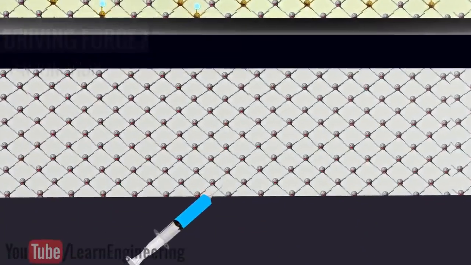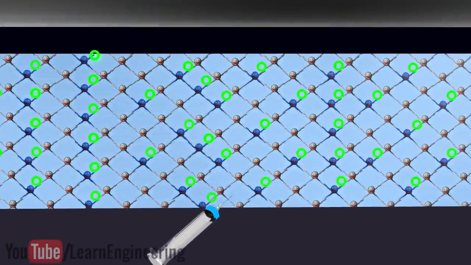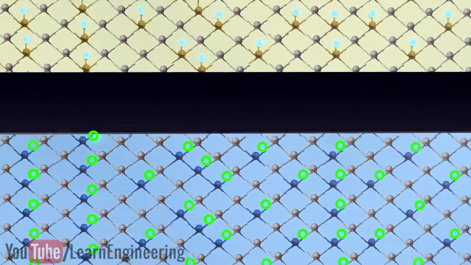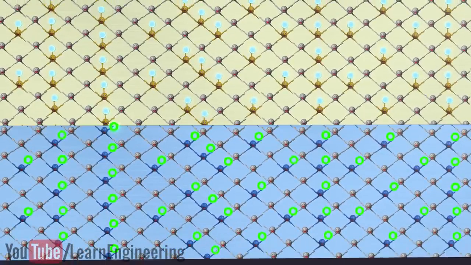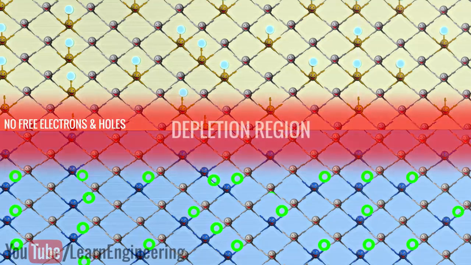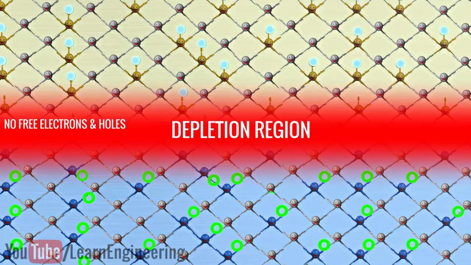Similar to n-type doping, if you inject boron with 3 valence electrons into pure silicon, there will be 1 hole for each atom. This is called p-type doping. If these 2 kinds of doped materials join together, some electrons from the n side will migrate to the p region and fill the holes available there. This way, a depletion region is formed, where there are no free electrons and holes.